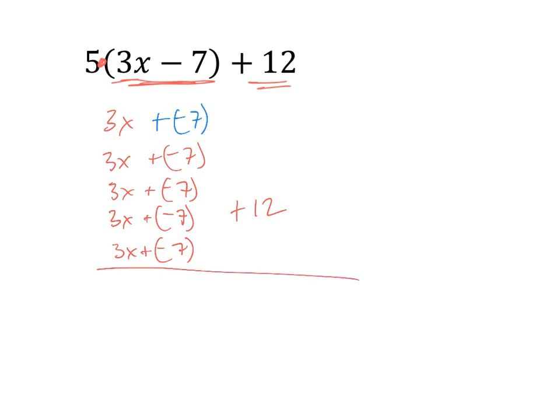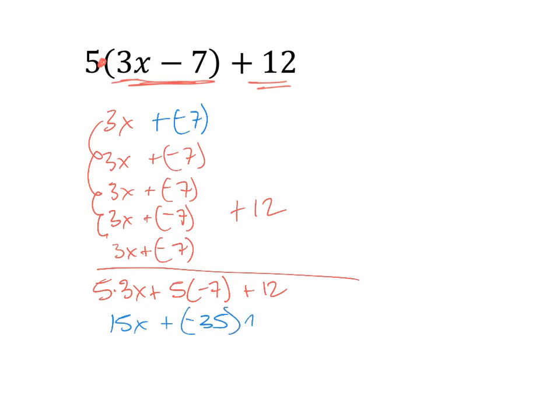So then what we're going to do is we have 5 sets of 3x plus 5 sets of negative 7 plus the 12. Which means we have 15x plus negative 35 plus 12. Now, some of you might leave it here and think, okay, well, I'm done, but this is not simplified because you still need to put these together.